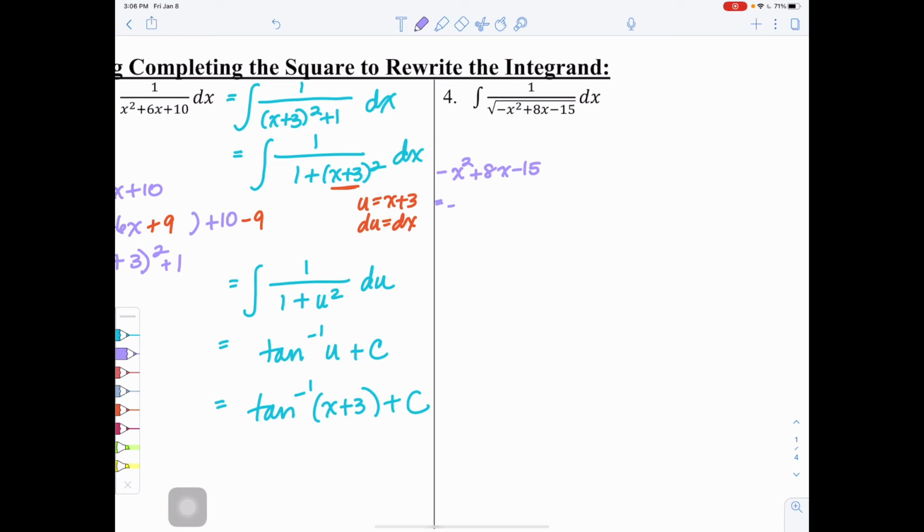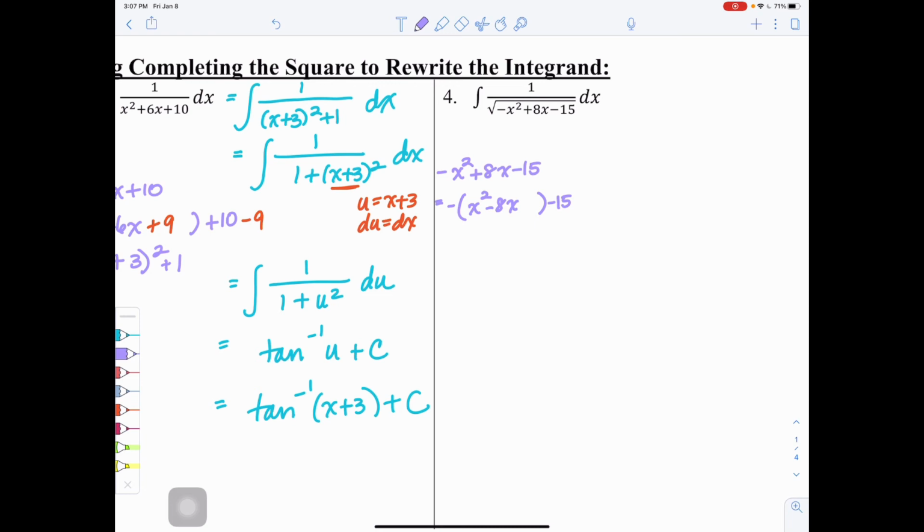I'm sure you remember whenever you complete the square, you definitely need to get that negative out of there. So negative 8x. I'm going to leave a little space. And now I'm going to put a minus 15. So that minus 15 is on the outside of the parentheses. So I still have an equality here, negative x squared plus 8x.